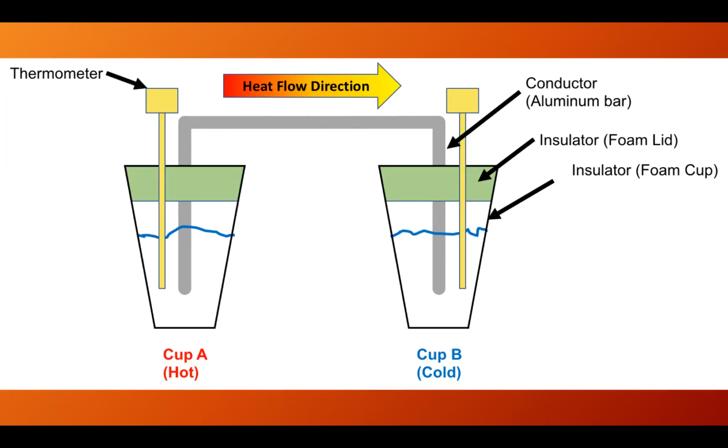So here's the picture that you should have. You have the hot cup on the left and the cold B cup on the right. The thermometers are the yellow looking thermometers, just like in your experiment. The conductor is the gray aluminum bar that reaches into the water on both cups. You have insulators, both the foam lid and the foam cup itself are good insulators. And note, as we said, heat flows from hot to cold, so the direction of heat flow is from left to right in this picture.